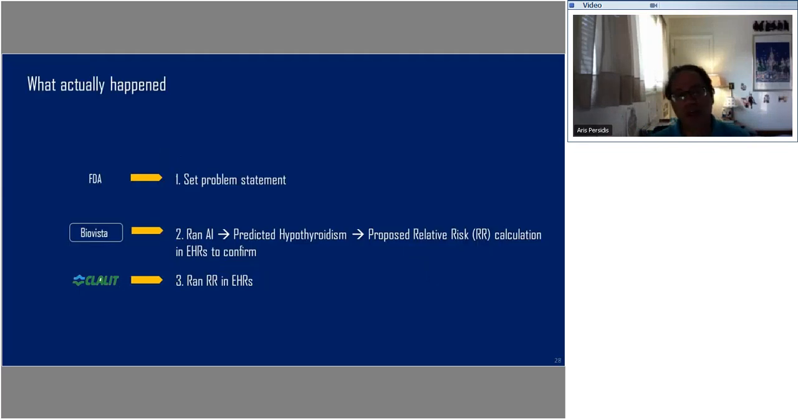So what actually happened with FDA is they set the problem statement, we ran the AI, we predicted hypothyroidism, and then in a couple of weeks, we proposed the numerator and denominator of the relative risk calculation. Clinique ran this in lots and lots of electronic health records. This ended up being what is now known as a digital twin virtual trial study, and ended up in a very good paper in Diabetes Care.